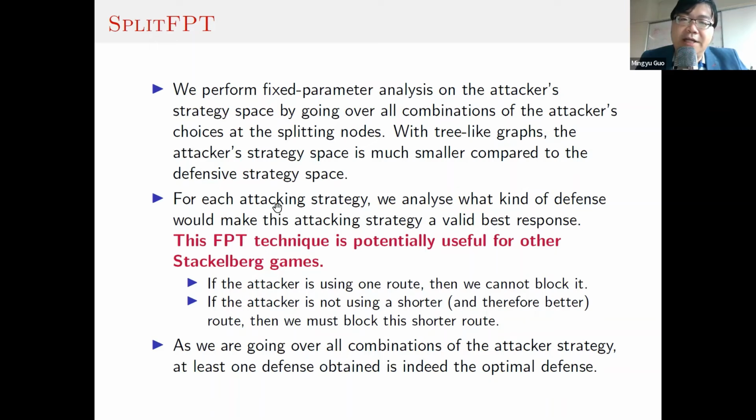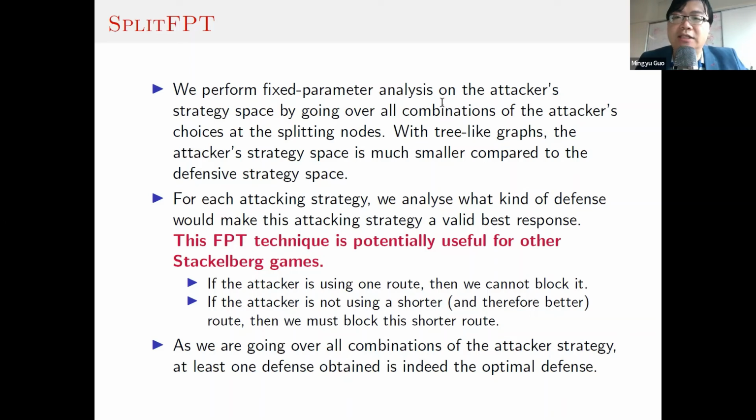And then for each attacking strategy, we analyze what kind of defense would make this strategy a valid best response. Because we are going over all attacking strategies, one of them must be the best response to the optimal defense. Okay. So we just do a for loop with the attacking strategy.